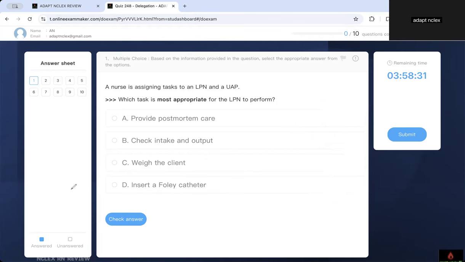That's all. That's the mnemonic we're going to use to answer every question. Therefore, which task is most appropriate? Based on what I'm telling you, provide post-care. This is for what? LPN, MMR: most. Low risk, predictable, need follow-up. Check what? Intake and output. Weigh the client and insert a Foley. In this question, UAP, what do they do? ADL, and mostly assist and report.